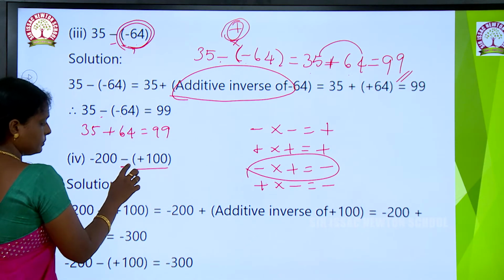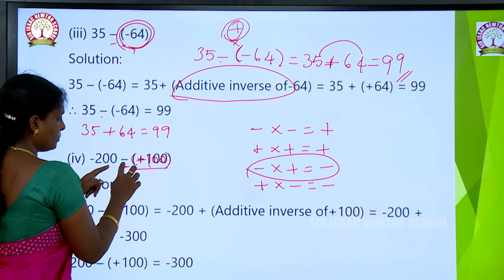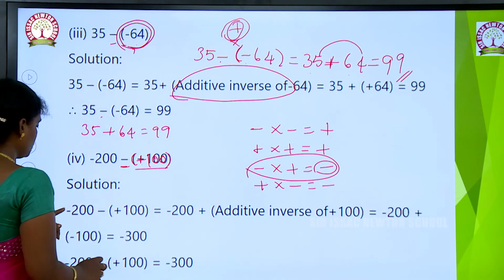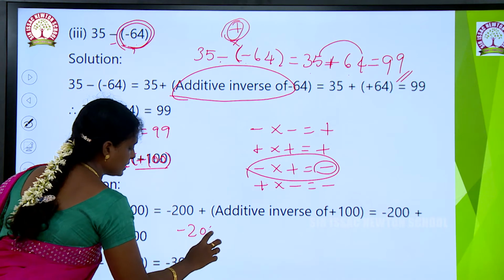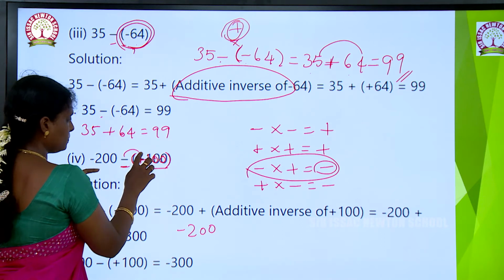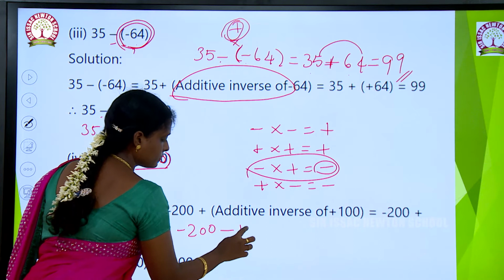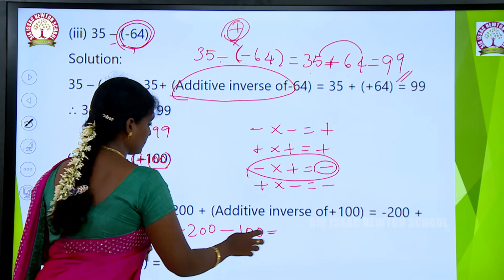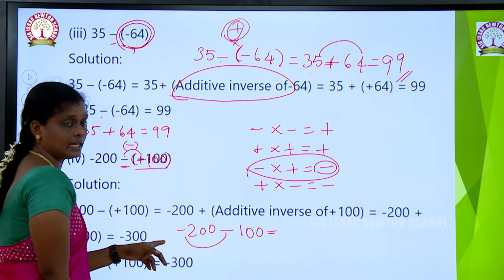See, minus of plus 100, right? So minus into plus will become minus. So 200, which means minus 200, and then here minus into plus will become minus. So minus of 100, right? If the signs are equal, you have to add, right?